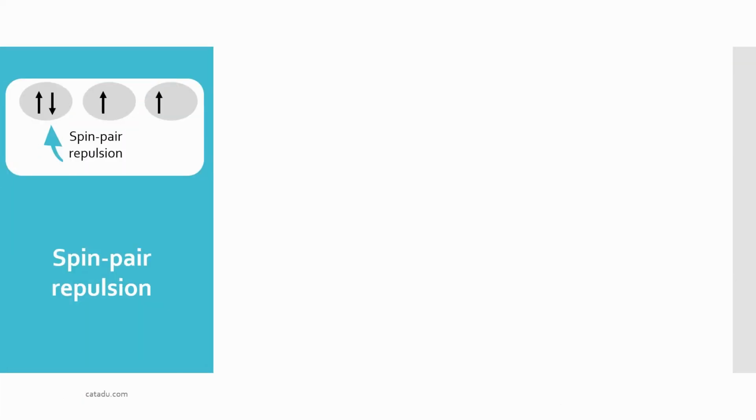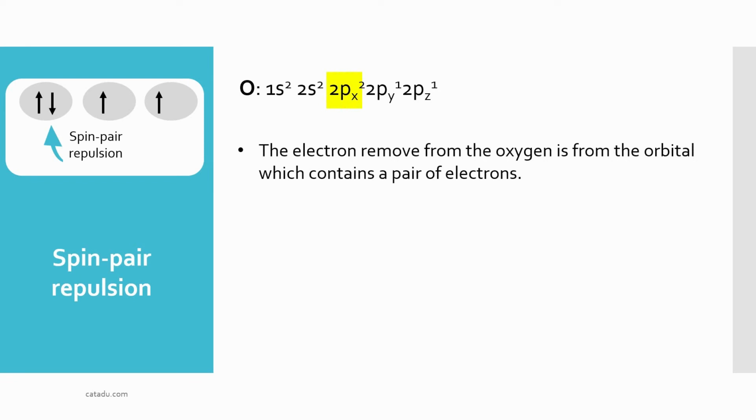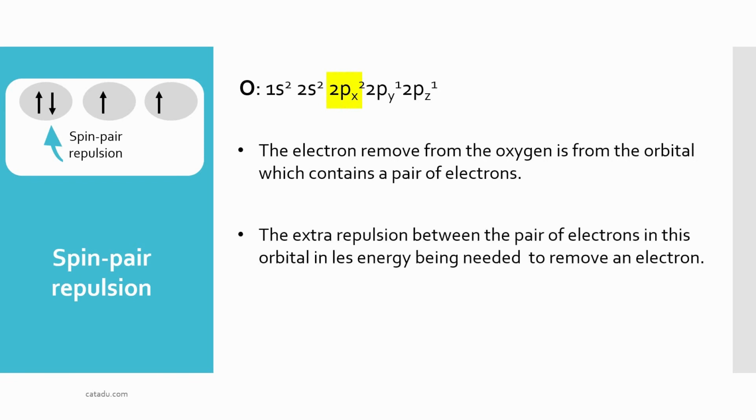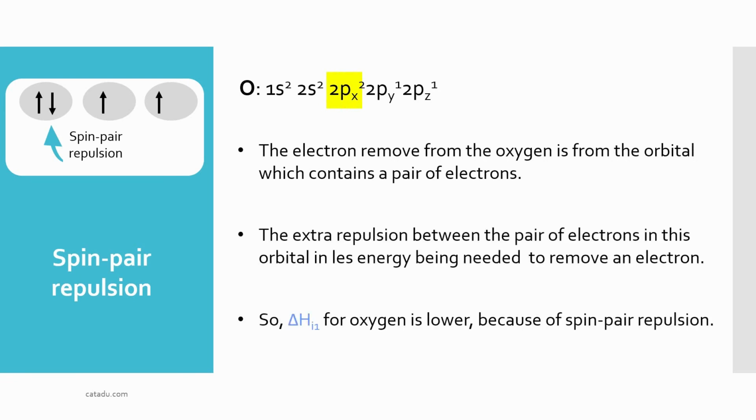Spin pair repulsion, this is very important. If you write the electronic configuration of oxygen, the 2px has a spin pair. Due to this spin pair, the outer electron is easier to lose. So the first ionization energy of oxygen decreases due to the spin pair repulsion.